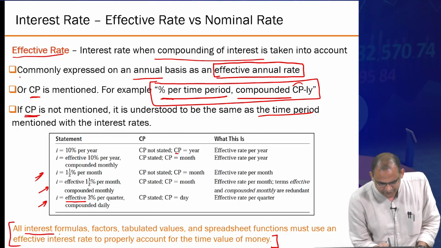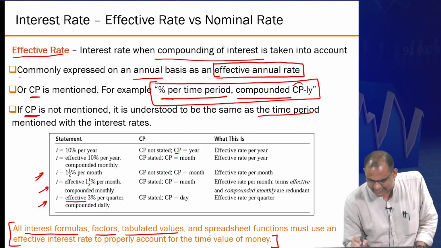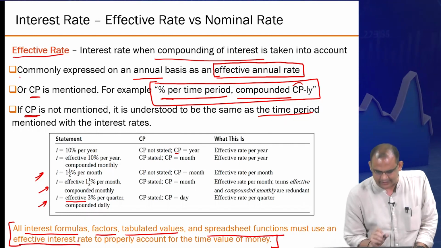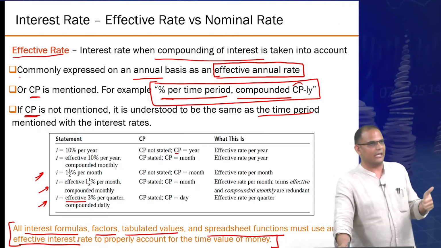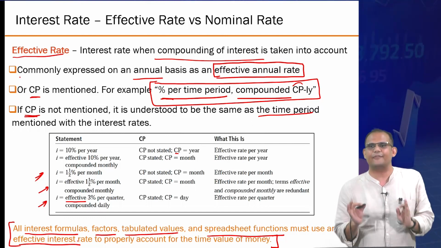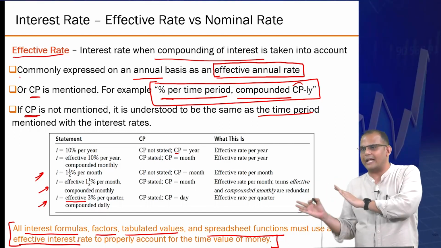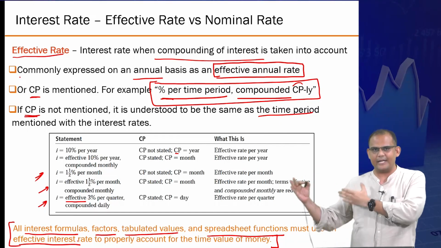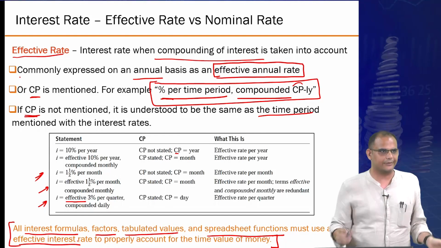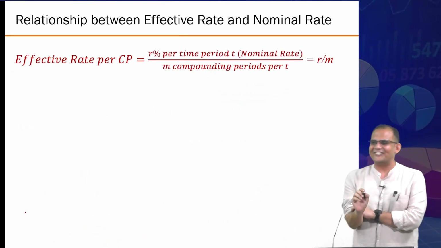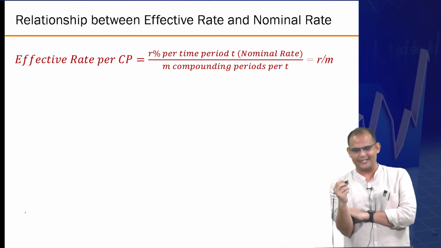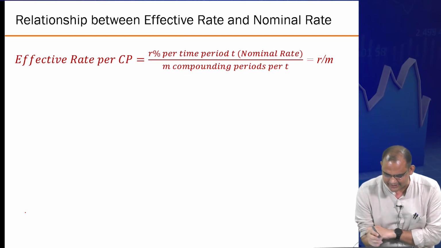But all interest formulas, factors, tabulated values and spreadsheet functions must use an effective interest rate to properly account for the time value of money. Okay, so take it as a default that you always need to transform the rate to suit your calculation needs, not change the period or the number of years to suit your given rate information. Okay, so what is the relationship between an effective rate and a nominal rate? Pay special attention to this.